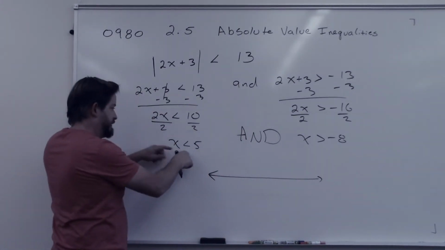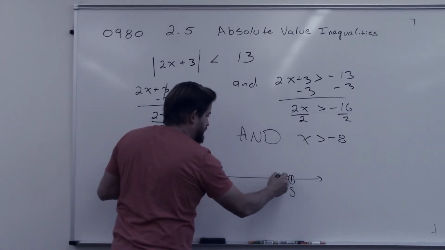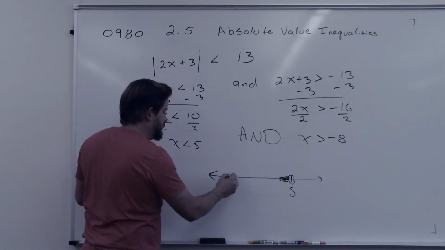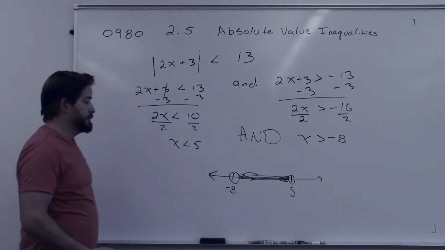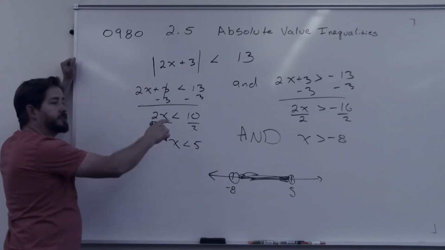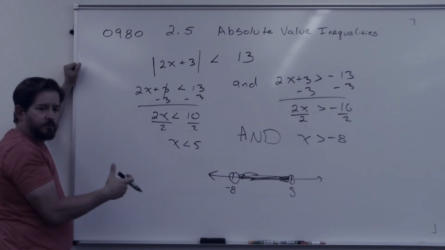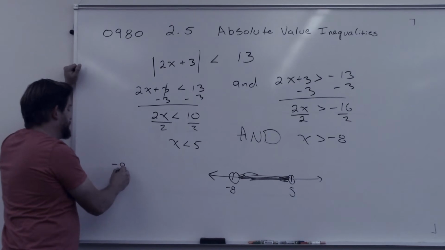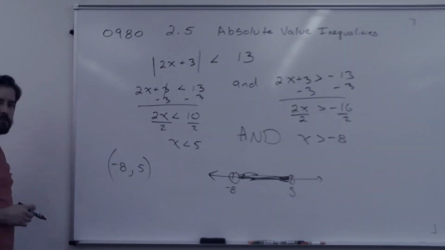This means less than 5, so 5 is here, open, and it's going to be to the left, but how far? Well, x has to be greater than -8, and so that's the other side of this. And it's the numbers between -8 and 5, and we saw before that when we have an AND, we don't have to conjoin them with a union or an intersection anymore, because it's just one interval. It's simply the numbers between -8 and 5, and there's our interval notation solution.